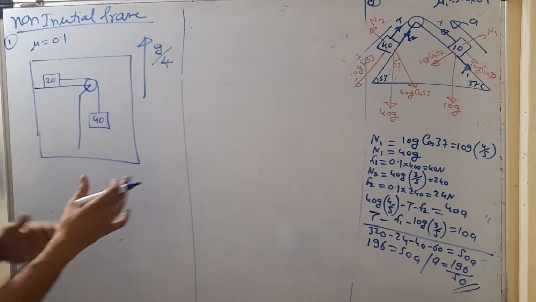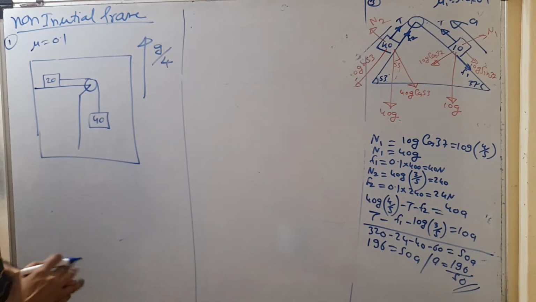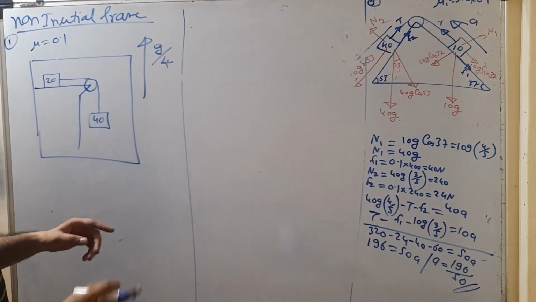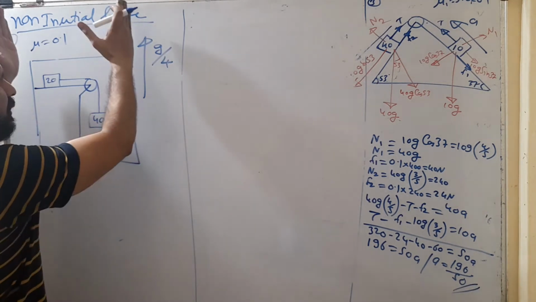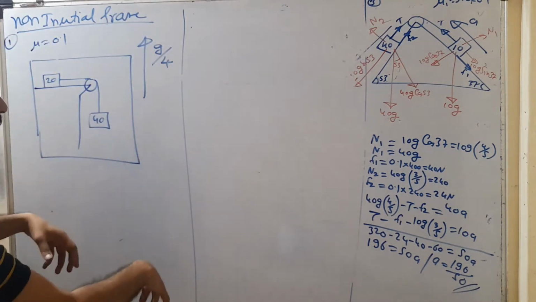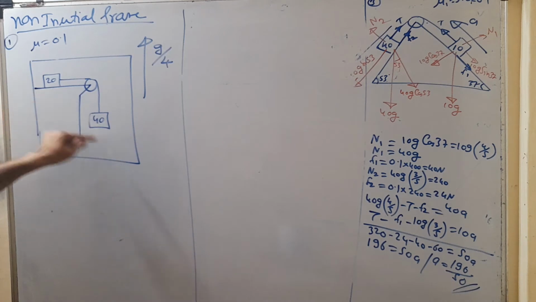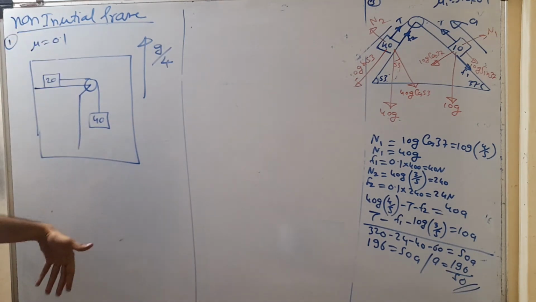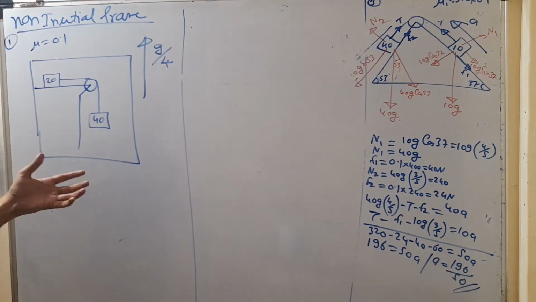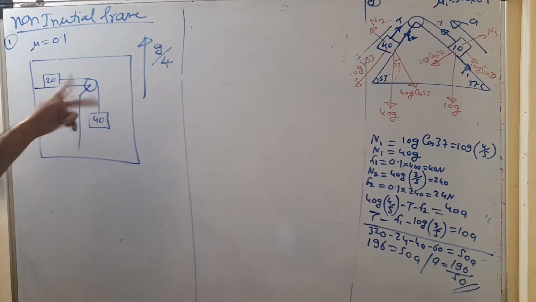So whenever a block is on a non-inertial frame, a pseudo force acts on the blocks, and the direction of pseudo force is what? Always in the opposite direction of acceleration of the frame. If this frame is accelerated upward, so we are going to get pseudo force in downward direction. So on both the blocks, pseudo force will be acting in downward direction. So because of that pseudo, normalization will be affected.